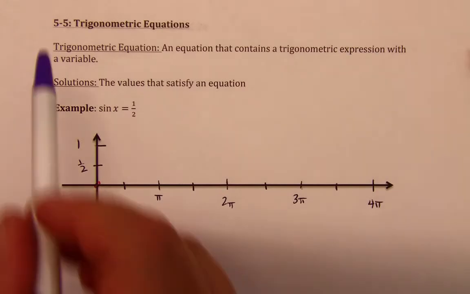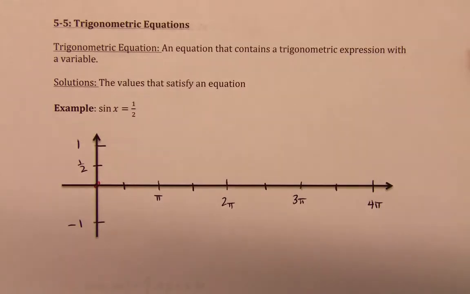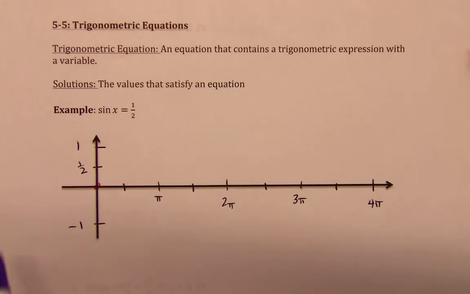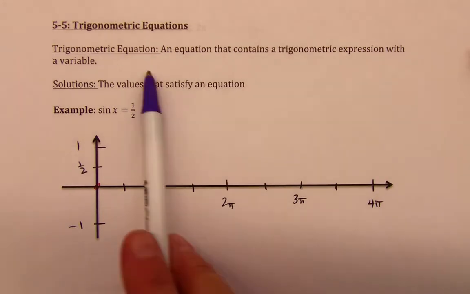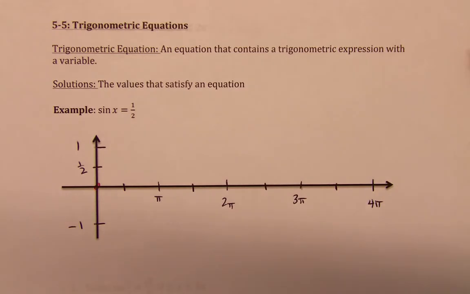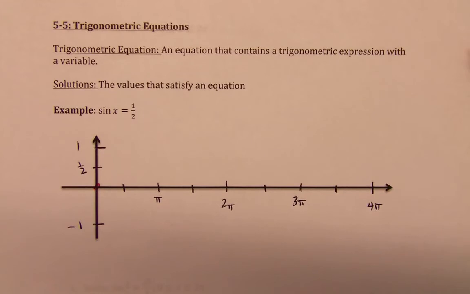Okay, so this is section 5-5, and now we're talking about trig equations. At the beginning of this chapter, when I said we couldn't add, subtract, multiply, divide, square, or square root, all those functions, we couldn't do those things to both sides. Now we can again. So it's an equation that contains a trig expression with a variable, and what we're going to be doing is solving these types of equations.